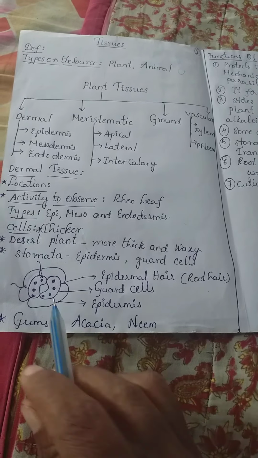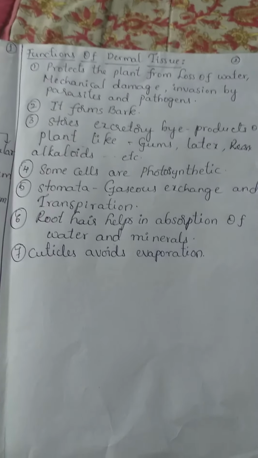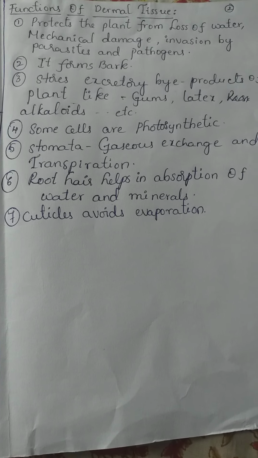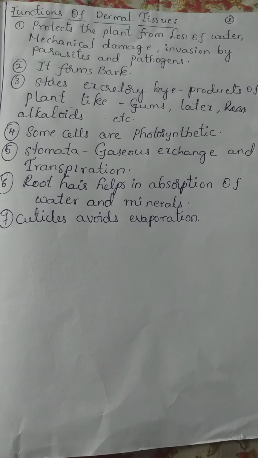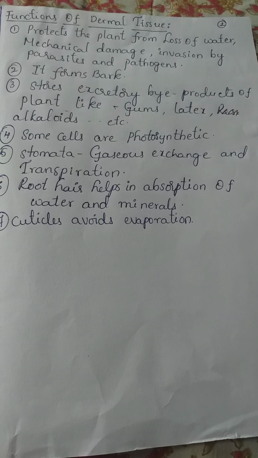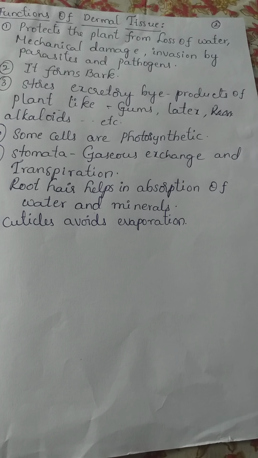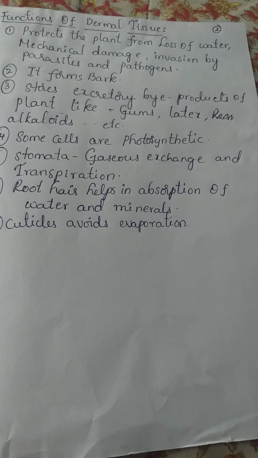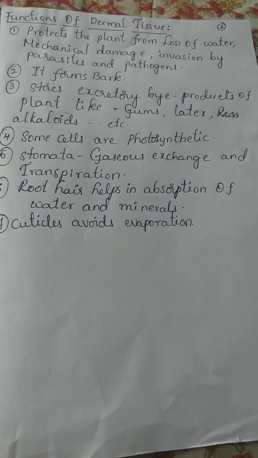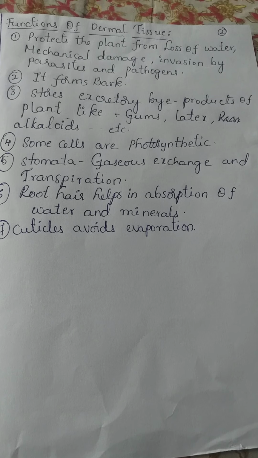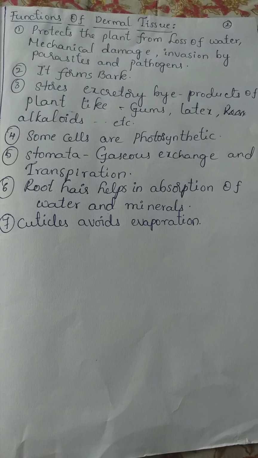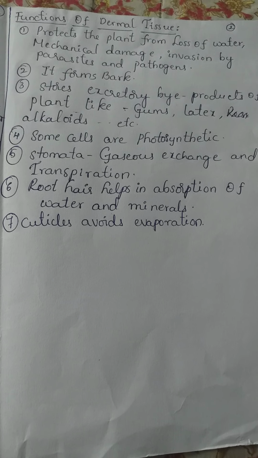Next one, functions of the dermal tissue. So first thing, it is covering the entire plant. It is protecting the plant from loss of water, means when stomata closes, it doesn't allow the water to go outside. Next one, mechanical damage. Sometimes the dermal tissue may be exposed to mechanical damage by humans and animals, so it is protected by dermal tissue only. And next one, invasion by the parasites and pathogens.